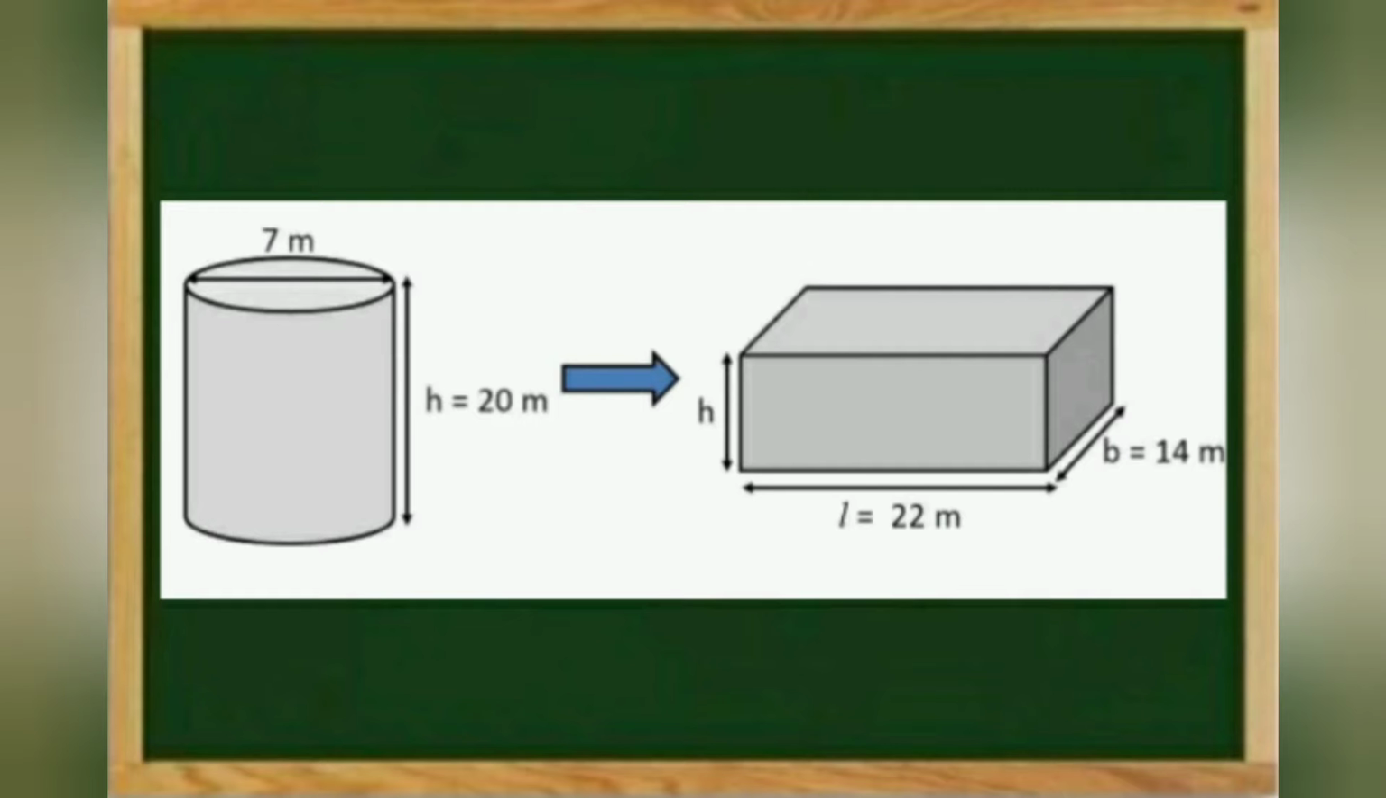So the well is in the shape of a cylinder and the platform will be in the shape of a cuboid. Clear? So the height of the well is 20 meter and the diameter is 7 meter, and the length is 22 meter and breadth is 14 meter. So you have to find the height of the platform, that is h. Height of the cuboid you have to find. Now see the problem children.